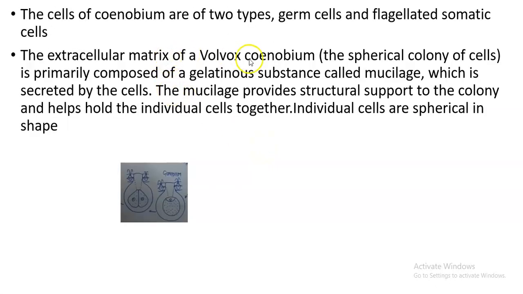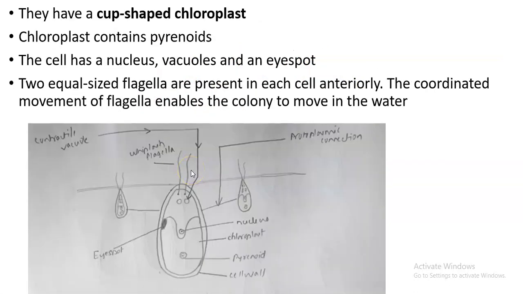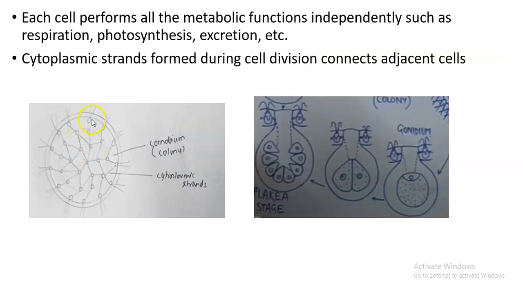Then the extracellular matrix of a Volvox synovium. Extracellular matrix means these are the individual cells. This is one cell, this is one cell, this is one cell. So what is between this thing? What is the inside content of the synovium?